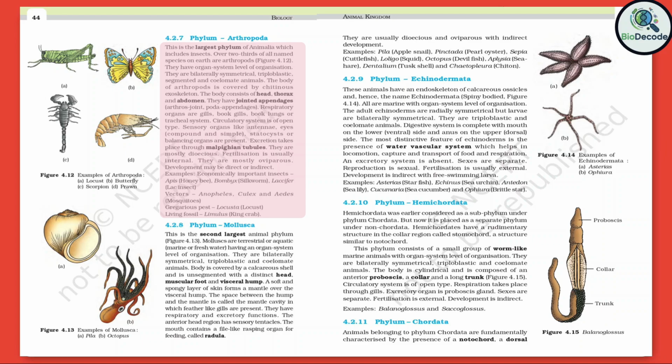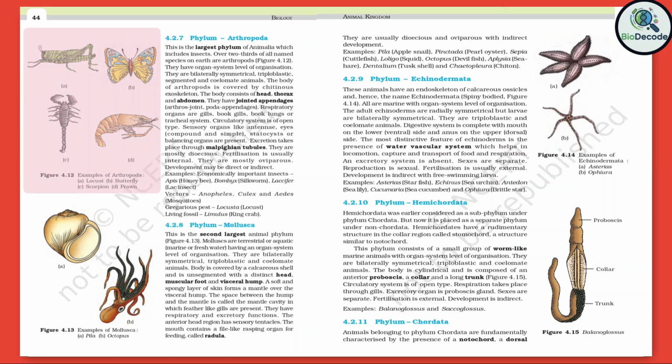Excretion takes place through Malpighian tubules. They are mostly dioecious. Fertilization is usually internal. They are mostly oviparous. Development may be direct or indirect. Examples: economically important insects: Apis, honeybee; Bombyx, silkworm; Laccifer, lac insect; insect vectors: Anopheles, Culex, and Aedes mosquitoes; gregarious pest: Locusta, locust; living fossil: Limulus, king crab.